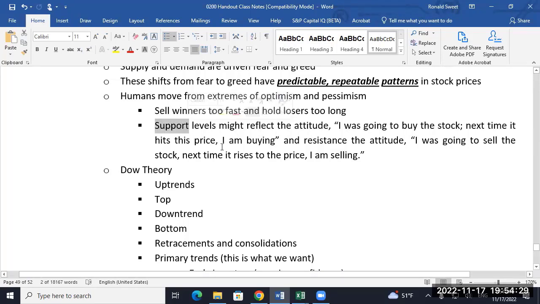Support, it keeps hitting the same bottom or same corridor. Resistance, it hits on the upside. So if it hits a support, it should bounce up. It hits the resistance, it might bounce back down.